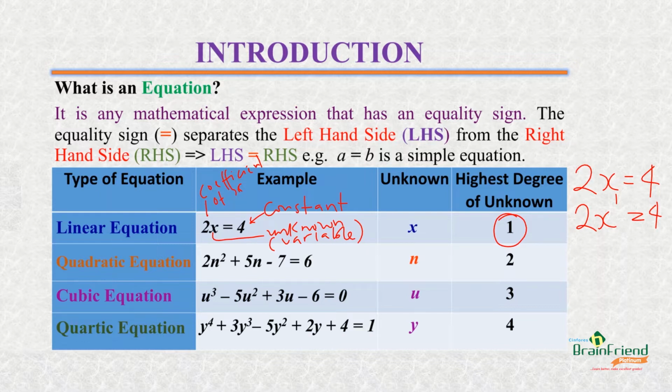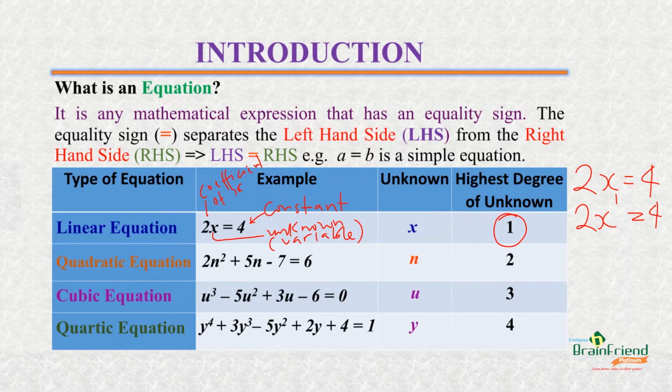An example of it is 2n raised to the power 2 plus 5n minus 7 is equal to 6. If you look at that, just as we did before, we have 2 which we know as a coefficient of n squared. We also have 5 which we know as a coefficient of n. We have minus 7 which we will call constant. If you look at this equation, you see that we know the value of 2, the value of 5, the value of minus 7, and that of 6. But we do not know the value of n. Because we do not know the value of n, we will say that n is our unknown or the variable. So our unknown in this case is n.